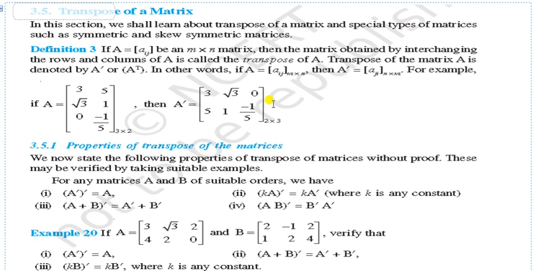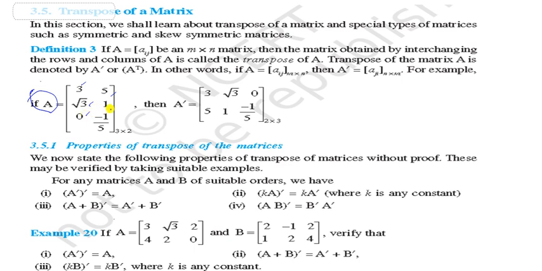In this section we shall learn about transpose of a matrix and special types of matrices such as symmetric and skew symmetric matrices. The word transpose actually means conversion of rows into columns and conversion of columns into rows. Here I have taken A is 3, 5, root 3, 1 and 0, minus 1 by 5, and the order becomes 3 cross 2. So this is our original matrix. Now if I find the transpose, it is denoted as A dash or A T. A dash or A T means transpose.